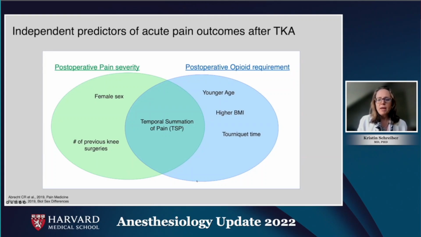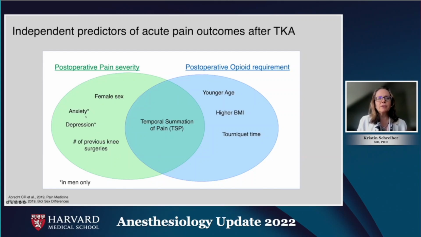in the blue circle. And you can see that women had greater pain if they were having a repeat surgery. Also, if you were younger, had a higher BMI or a longer tourniquet time, you had a higher postoperative opioid requirement. But the thing that's striking is that temporal summation of pain, this biophysical phenotypic predictor, was actually an independent predictor of both outcomes. So doing this one simple preoperative quantitative sensory test was pretty good at predicting both of these outcomes. Now, you might wonder where some of the psychosocial predictors are. The interesting thing is that we did a separate analysis for both men and women.